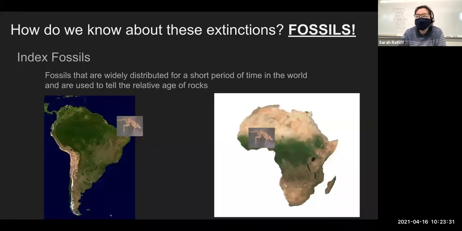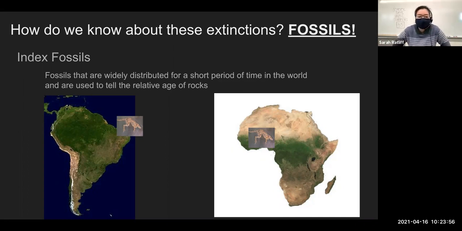All right, so we see all of these mass extinctions. How do we even know that they happen? Fossils, of course. We see fossils of creatures that we've never seen before. They obviously existed. We have evidence that they existed, but they're not hanging out anymore. They're not around. We can't observe them as alive creatures. So something must have happened to cause these creatures to no longer exist.